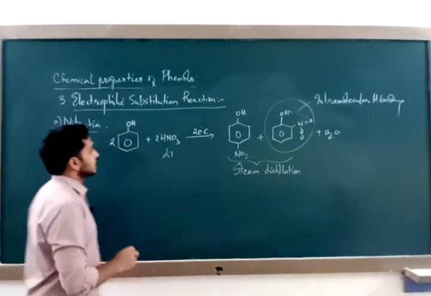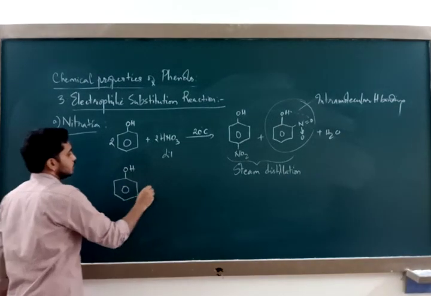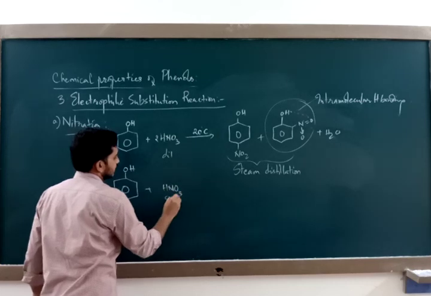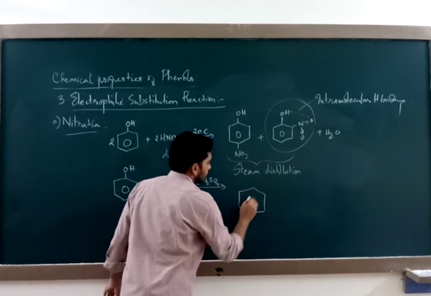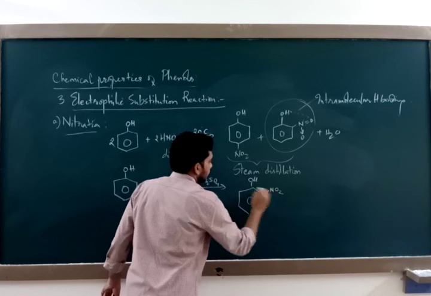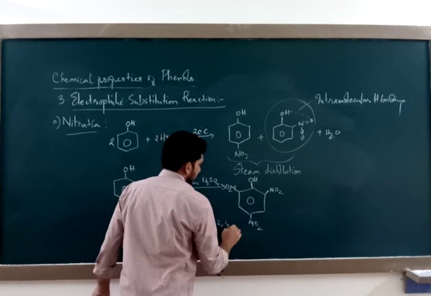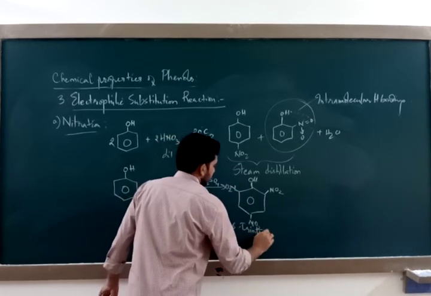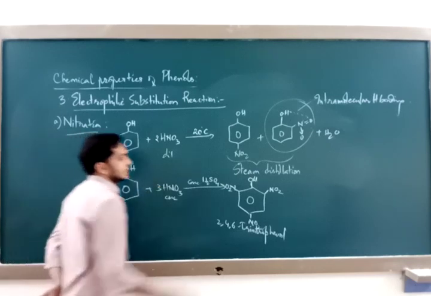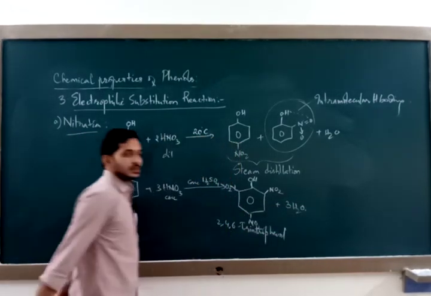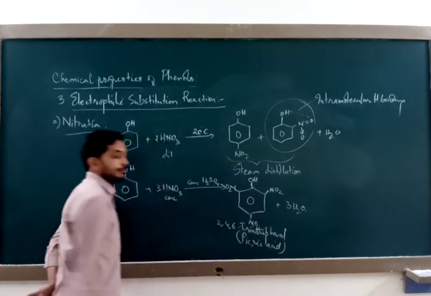If during nitration you do not use dilute nitric acid but concentrated nitric acid, in other words the nitrating mixture, that is concentrated nitric acid in the presence of concentrated sulfuric acid, then you get this compound, 2,4,6 trinitrophenol. 2,4,6 trinitrophenol is also called picric acid.